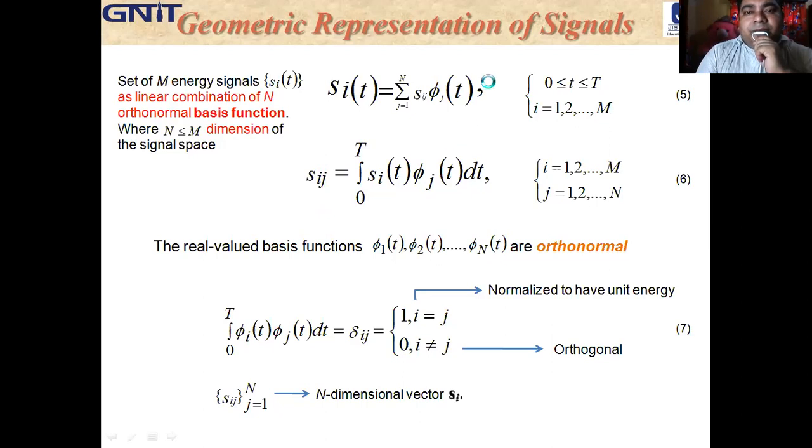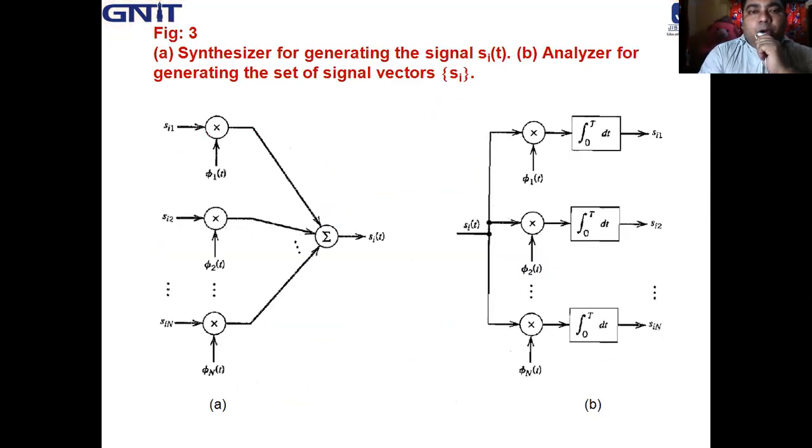Equations 5 and 6 we represent in the form of block diagrams. The first block diagram represents equation 5, which is called the synthesizer, and the representation of equation 6 is called the analyzer. In the analyzer, a bank of N correlators is present. A correlator means a multiplier followed by an integrator circuit.